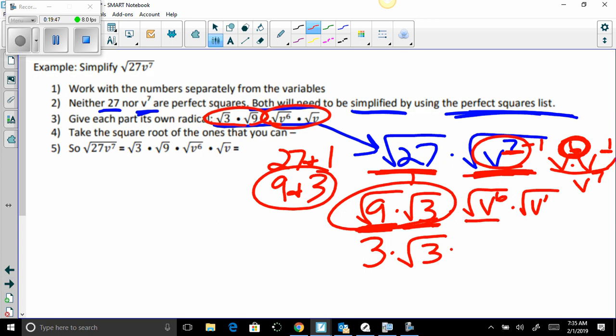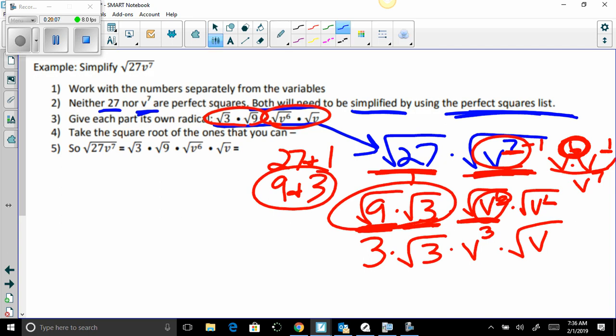Now go further. The square root of b to the 6. I can take half of 6 evenly. So half of 6 is 3. Lose the radical because it was a perfect square for a variable. Can I take half of 1 and have it be a whole number? No, so leave it as radical b.